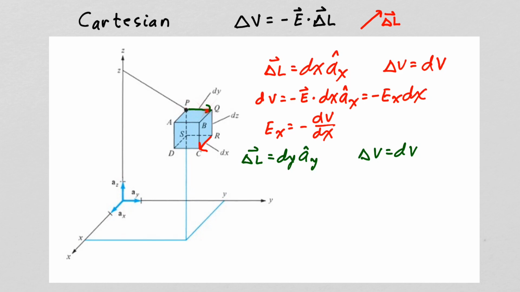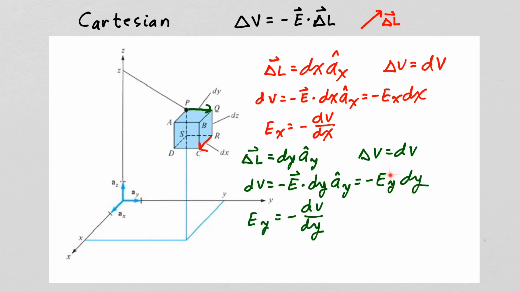Again, we will substitute for delta L and delta V. We have the dot product between the electric field intensity and a unit vector in the y direction, which will just give us the y component of the electric field intensity. So we can solve for E sub y, and it's equal to minus dV/dy. Similarly, E sub z is equal to minus dV/dz.